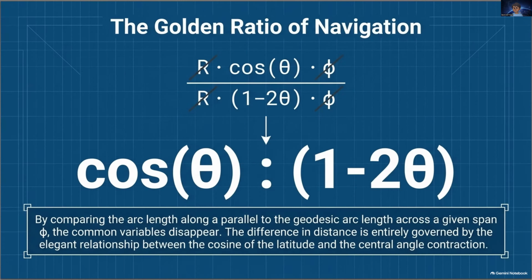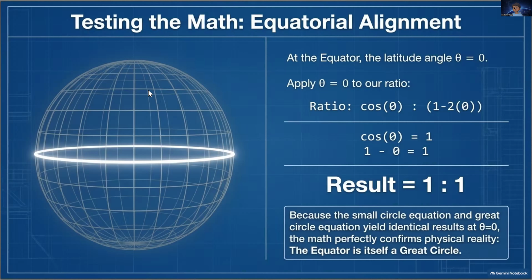By comparing the arc lengths along the parallel to the geodesic, where both arc lengths are given the same span phi, remember, the difference in distance is entirely governed by the relationship between the cosine of latitude and the central angle contraction because of the latitude.